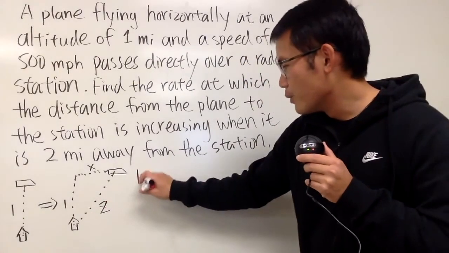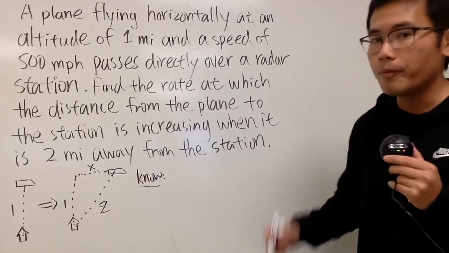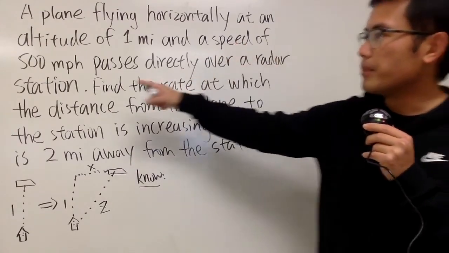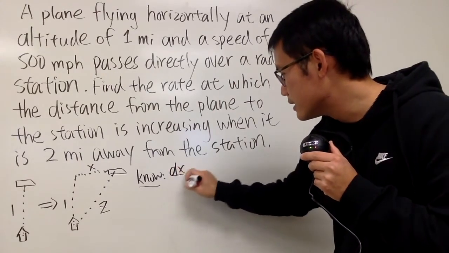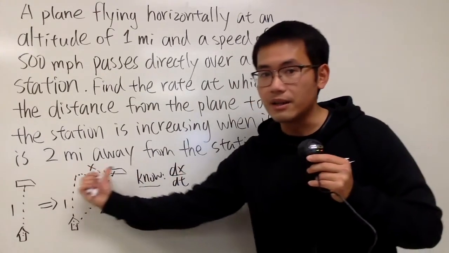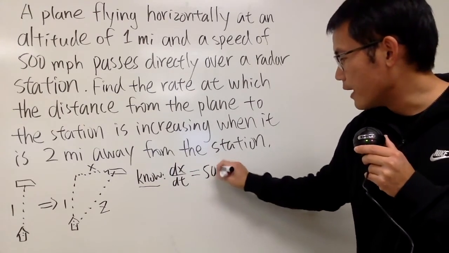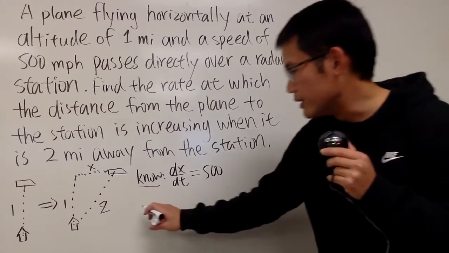So now, with this being done, let's go ahead and put down our information, what we know. Based on this, it says right here the speed of the airplane is 500 miles per hour, so we know that dx/dt, because that's how fast the plane is flying, right? This right here will be 500 miles per hour, and you can just write down the number for now. Later on, just put down the units at the end.